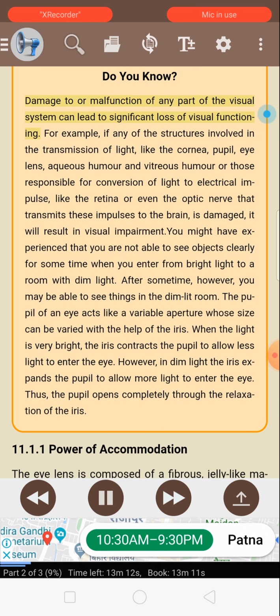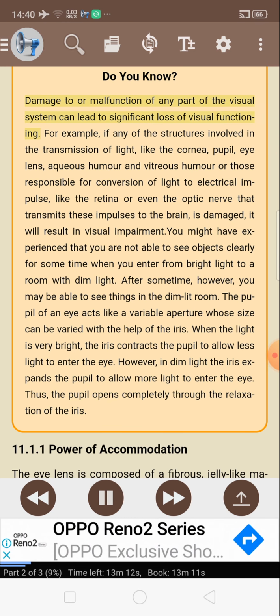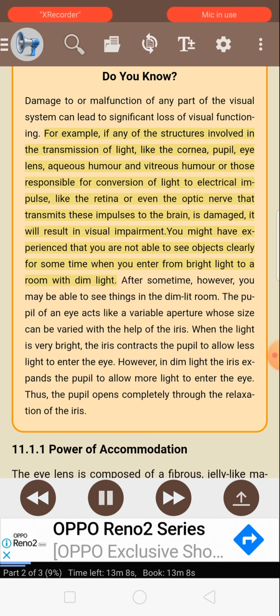Do you know? Damage to or malfunction of any part of the visual system can lead to significant loss of visual functioning. For example, if any of the structures involved in the transmission of light, like the cornea, pupil, eye lens, aqueous humor, and vitreous humor, or those responsible for conversion of light to electrical impulse, like the retina or even the optic nerve that transmits these impulses to the brain, is damaged, it will result in visual impairment.